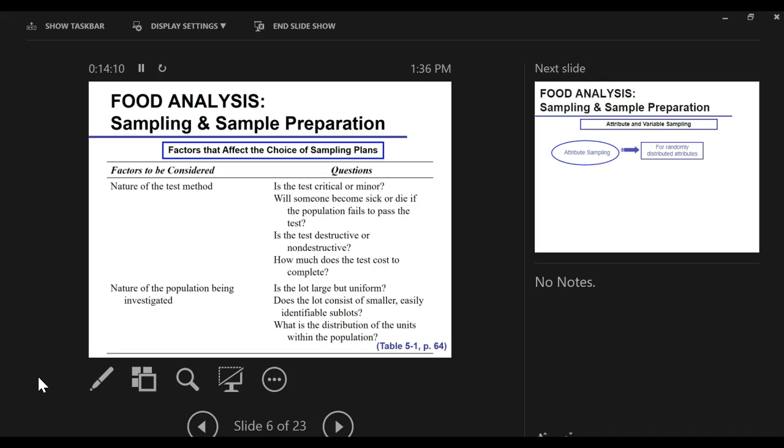Nature of the test method: is the test critical or minor? That is the same example I told you. Somebody is going to get sick, does it have mycotoxin contamination, or is it just looking at quality? Is the test destructive or non-destructive? If it's destructive, we want to be careful about the amount of sample we pull out, because obviously you want as minimum an amount of sample as possible, so you don't use a lot of samples from your actual population.